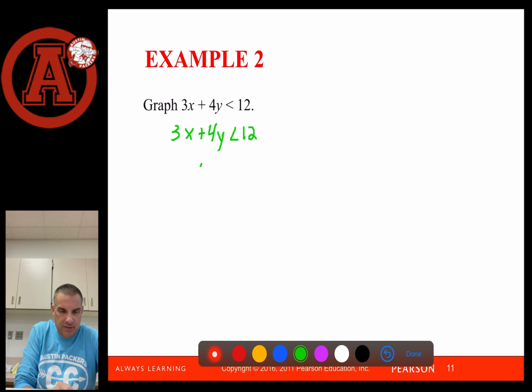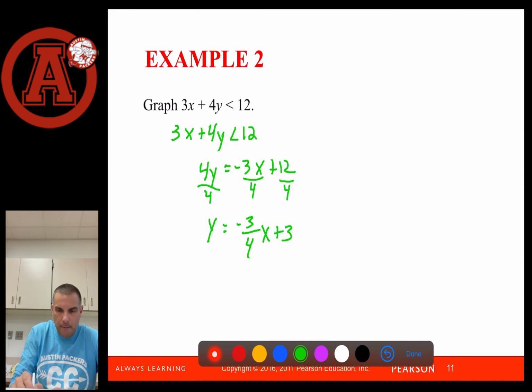I'm going to subtract 3x. Oops, I said an equation and I wrote it as an inequality, of course. Pretend that's an equal sign. So that's negative 3x plus 12. You're going to divide by 4, and you make sure you divide everything by 4. So y equals negative 3/4 x plus 3.